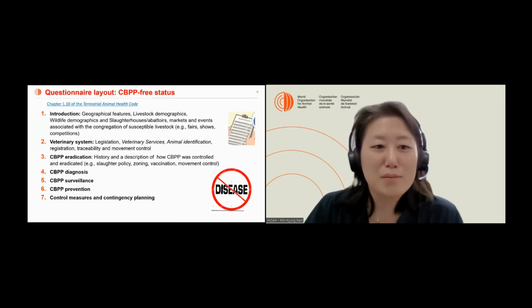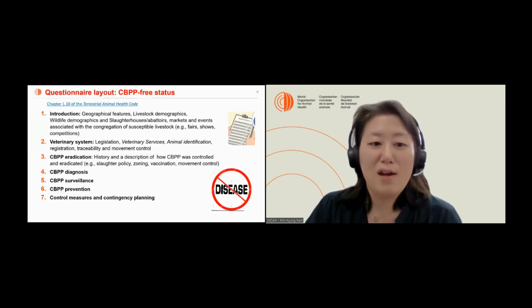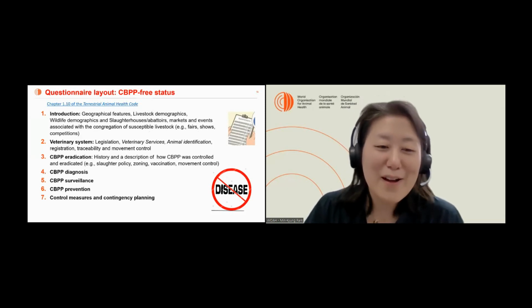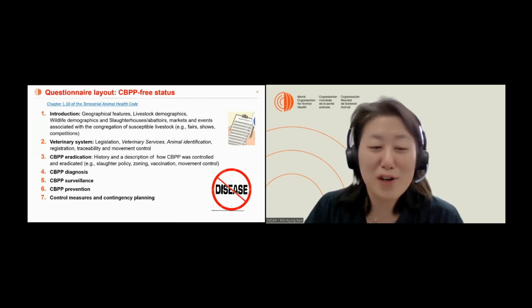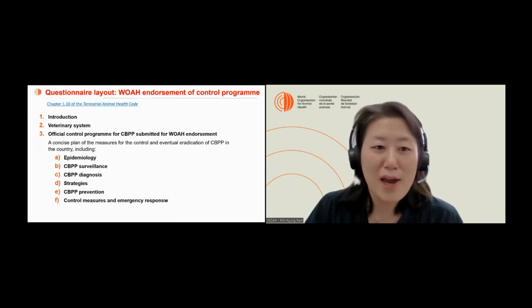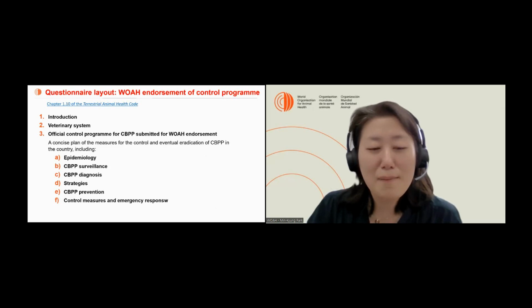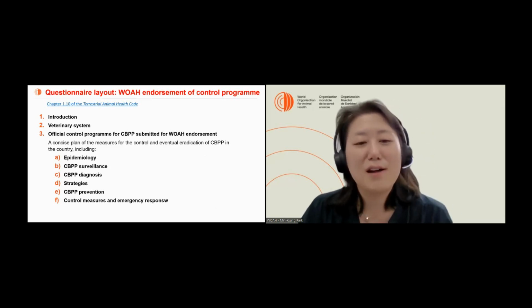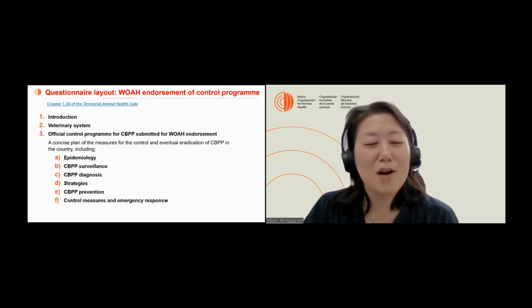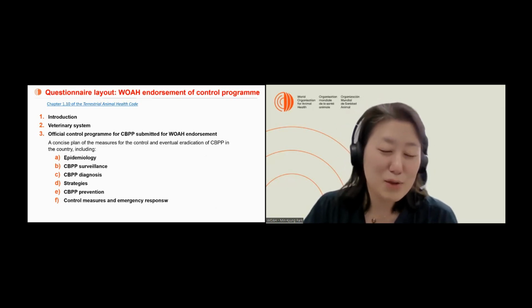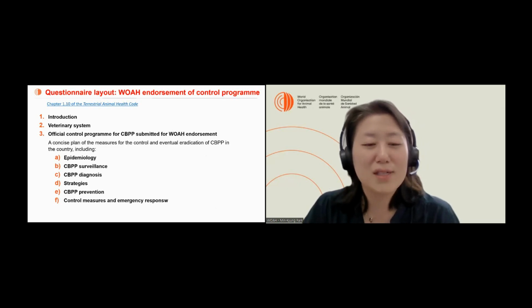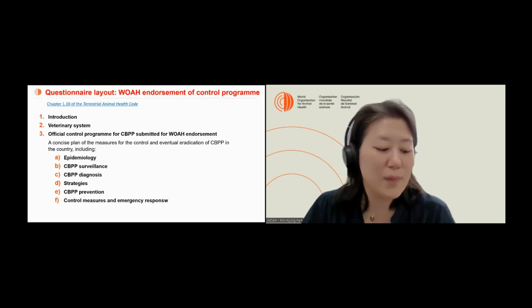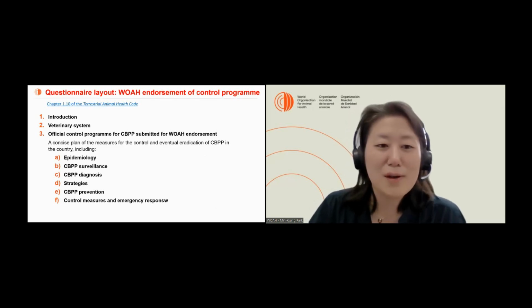So just to quickly show the layout of the CBPP free status questionnaire, you can see the different sections which cover every area that would be relevant to demonstrate freedom from CBPP. And also for the layout of the questionnaire for a control program, which is a bit different from free status, of course, but covers all the areas to ensure that there is a program to progress and eventually achieve freedom in at least an area in the country.